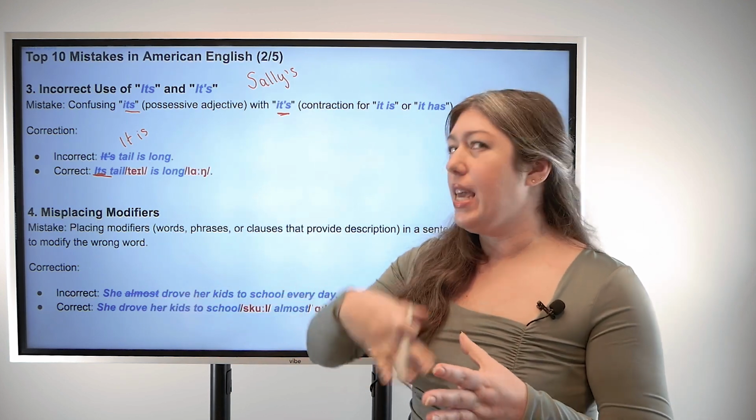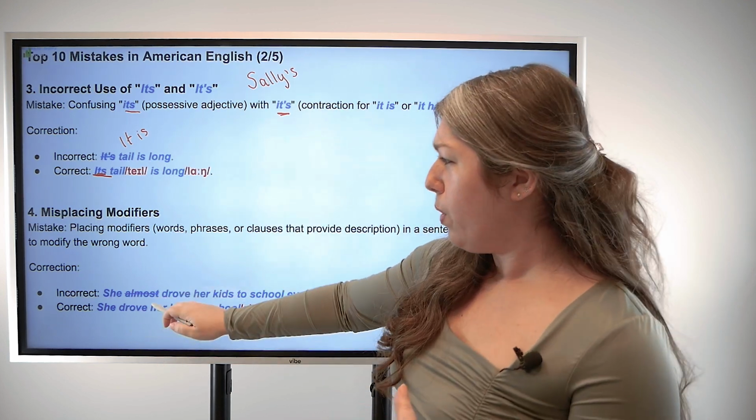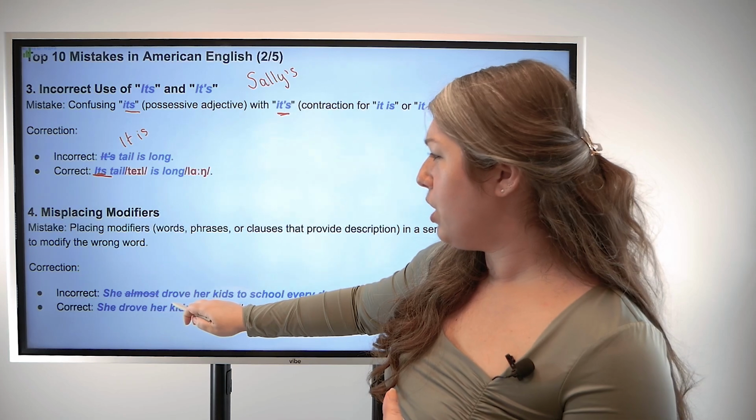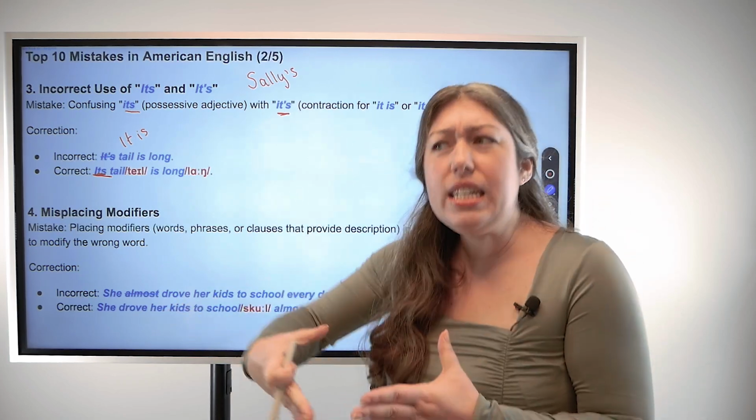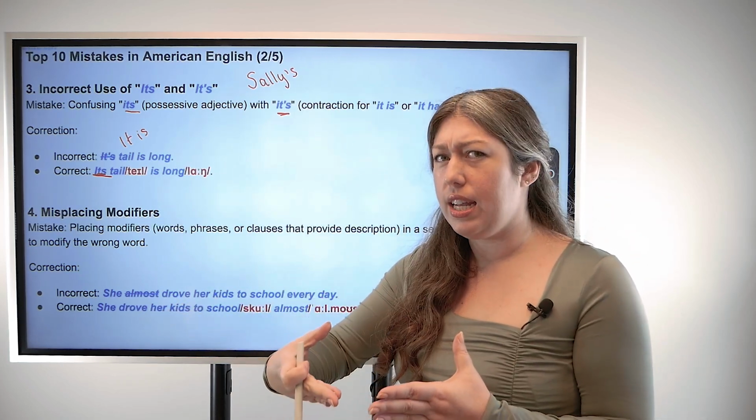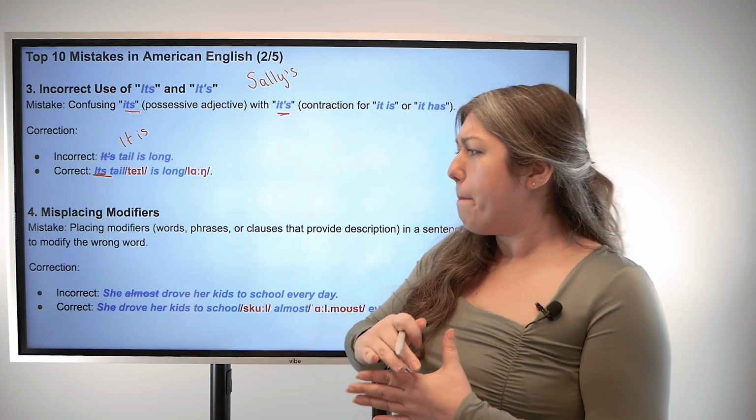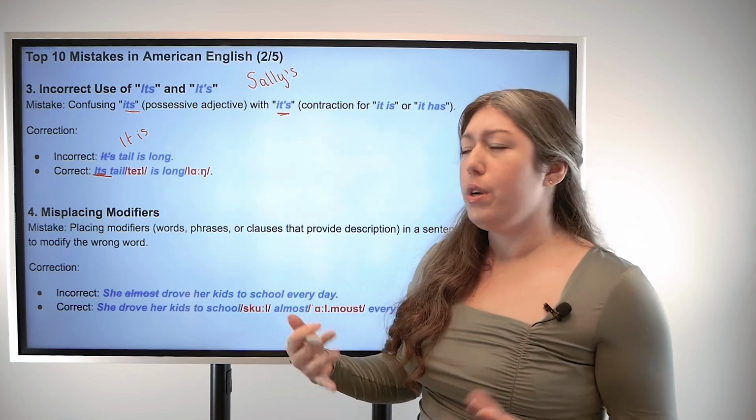Almost means that something isn't complete. So she almost drove her kids to school every day means that she didn't complete driving her kids to school every day. But that has a different meaning than what we're trying to say.